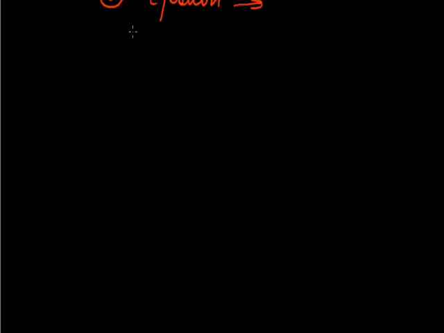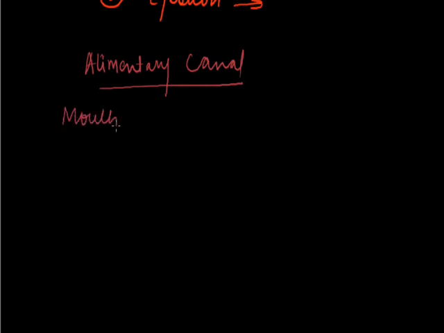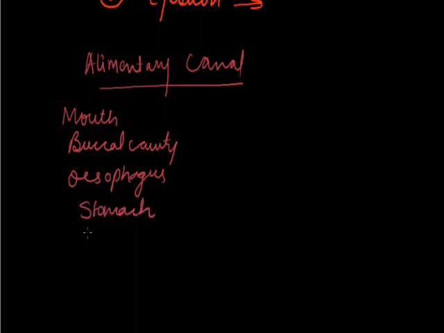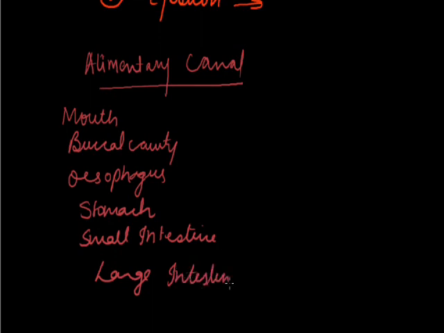Now if we talk about the human digestive system, it consists of, as I told you, the alimentary canal and digestive glands. If we first talk about the alimentary canal, it consists of different organs. The alimentary canal is made up of mouth, buccal cavity, esophagus, stomach, small intestine, and large intestine. All these together make up the alimentary canal. It can also be called the digestive tract.